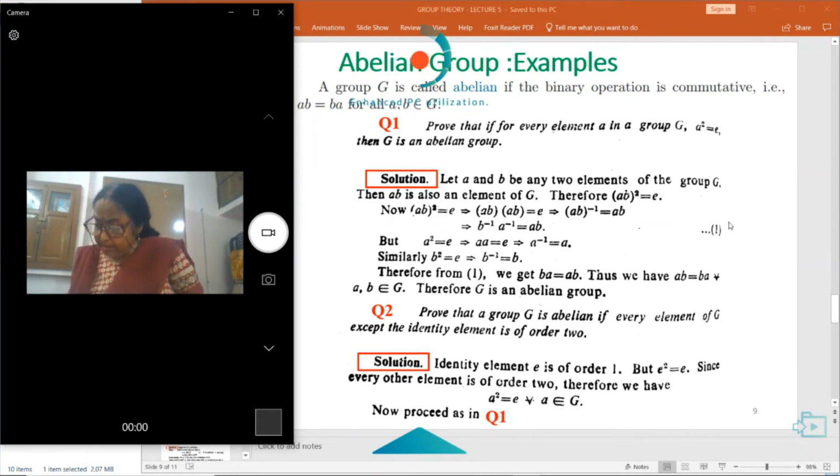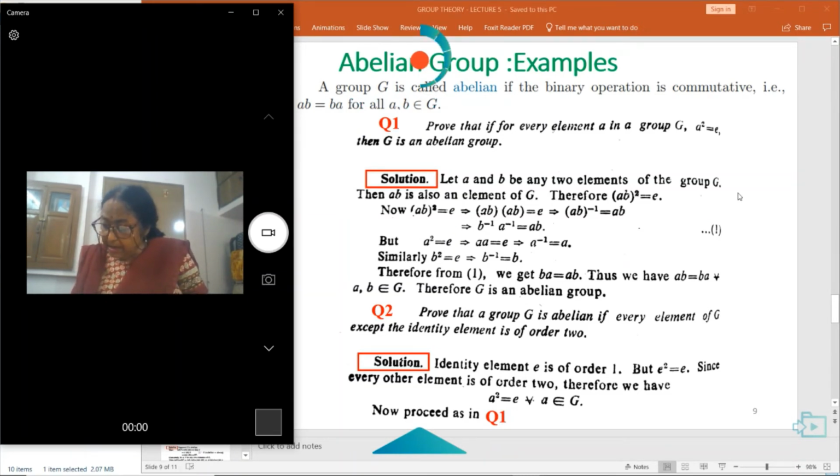Let A and B be two elements of the group G. Then, according to the closure property, AB must also belong to G. Therefore, (AB) square is equal to E. Now, (AB) square equal to E, we can write it as AB into AB is equal to E. That means (AB) whole inverse is the inverse of AB, and (AB) inverse can be written as B inverse A inverse, which is equal to AB.